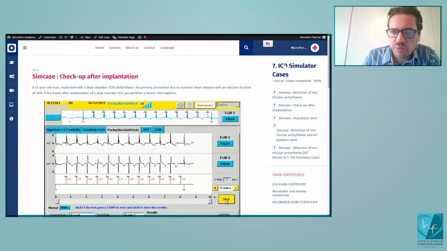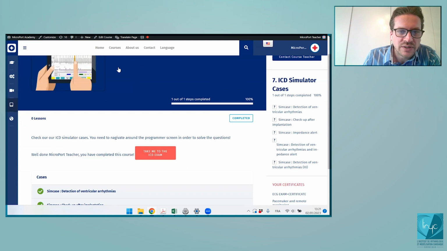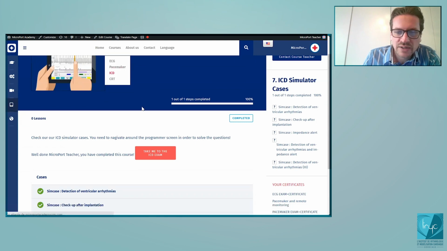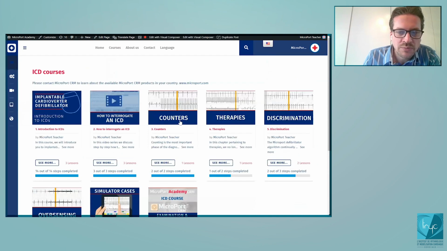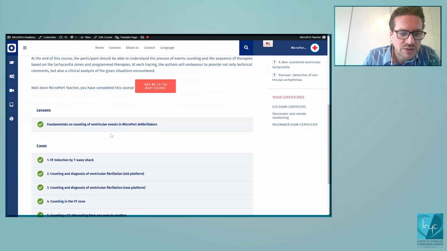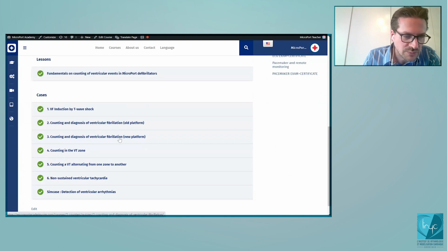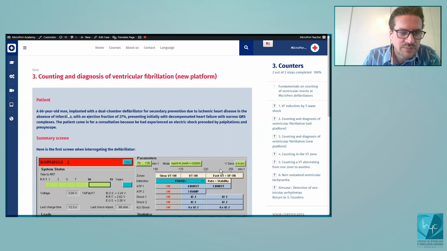So this is just an example of one of those simulator cases which I've been building for not only ICD, but also for pacemaker and CRT, of course. So now I'm going to go back to ICD, go back a bit more to the basics. I want to show you some tracings and talk to you about how to program on a Microport ICD, and also talk a little bit about the guidelines.